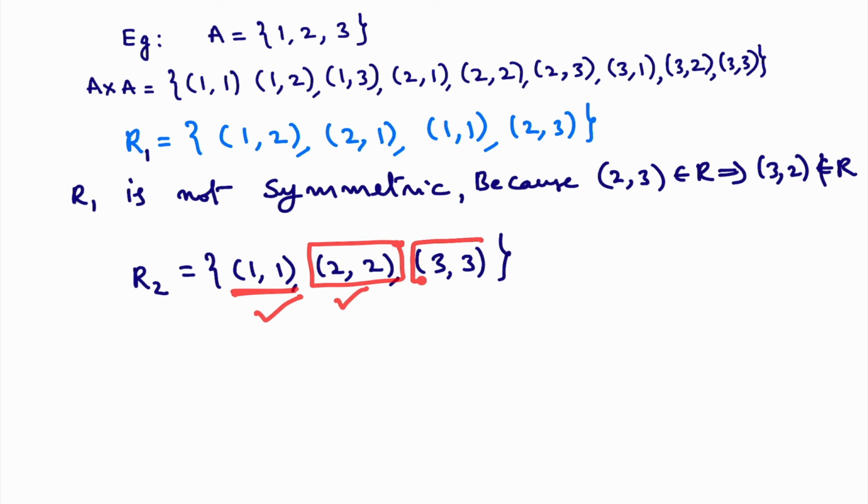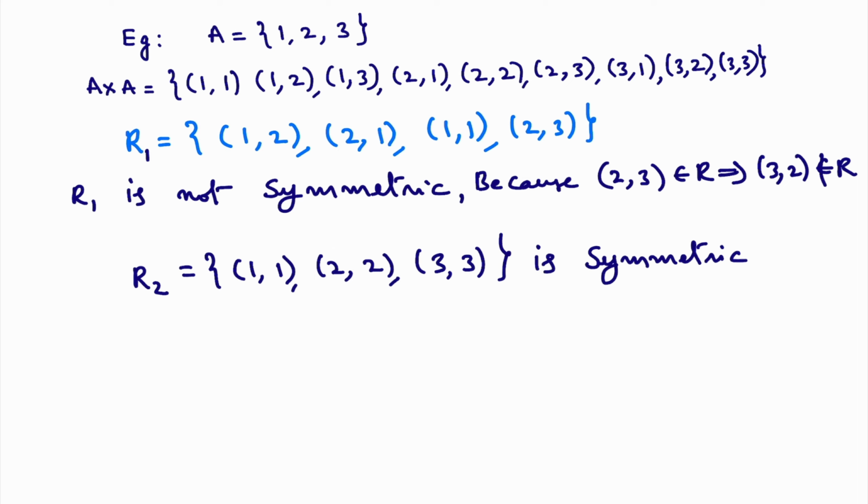You observe here (3, 3). Yes, this type of elements always pass the symmetric test. For (3, 3), the reverse order is also (3, 3). (3, 3) is there in this relation. So this relation is a symmetric relation.